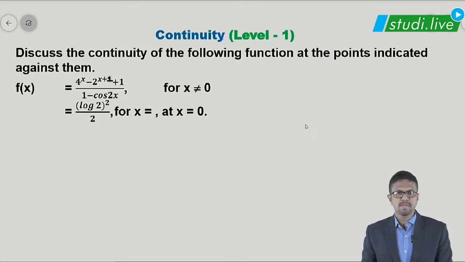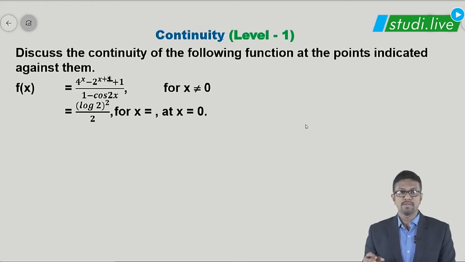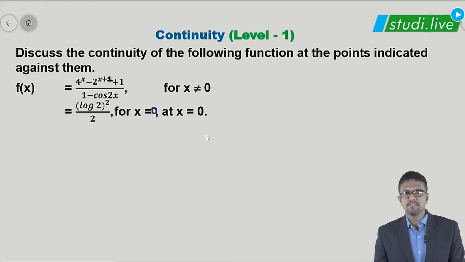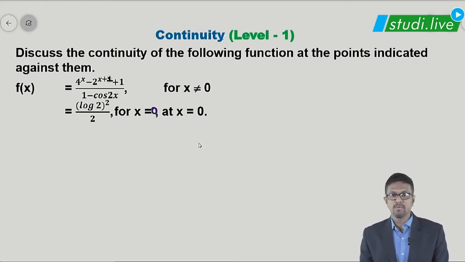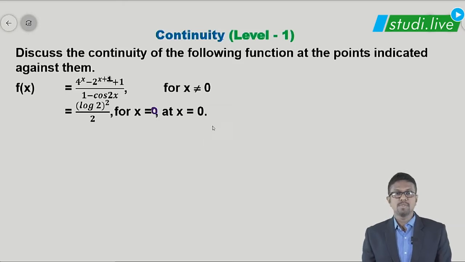So the question says, discuss the continuity of the following function at the points indicated against them, just like a similar question that we have done previously. f of x is equal to 4 raised to x minus 2 raised to x plus 1 upon 1 minus cos 2x when x is not equal to 0, and it is log 2 the whole square upon 2 when x is equal to 0. So this is at x equal to 0. We have to check whether the function is continuous. We will have to find the limit, and if it comes out to be log 2 the whole square upon 2, then the function is continuous, else it is discontinuous. So let us solve this.